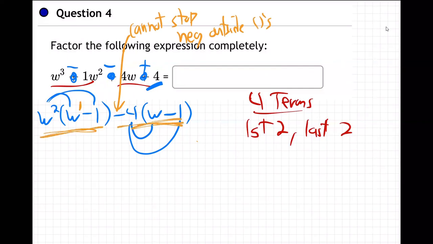So these two, what do they both share in common? W minus 1. Right? Remove it, put it in the front. What's left? W squared minus 4. Do you see that on this one? Like that. Is that good? Now, on this one, everybody see where I'm at on this one? We actually would have to do another step.